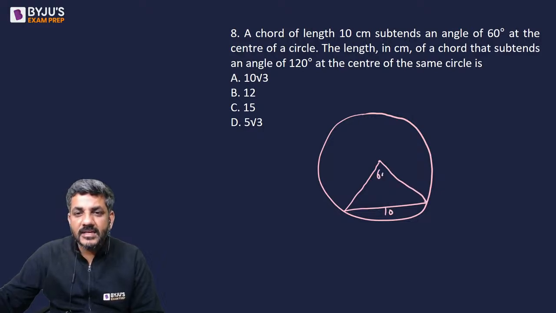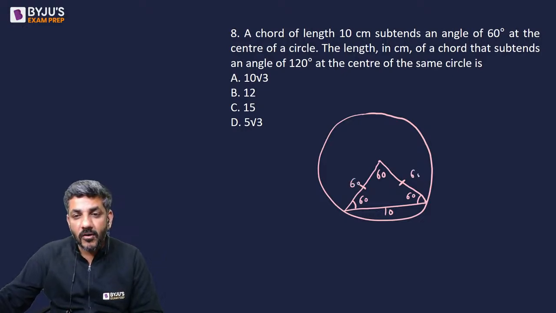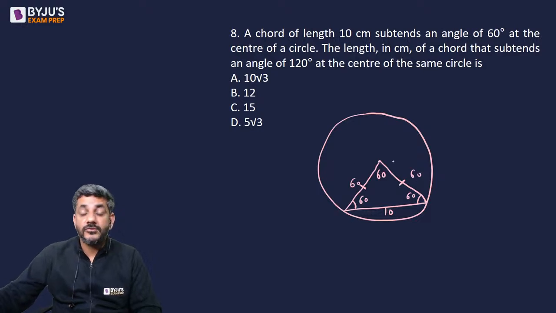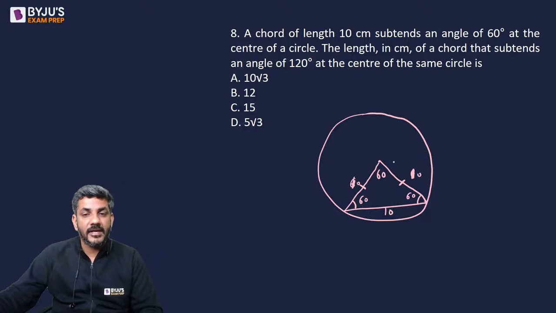If the angle at the center is 60 and both of these are radii, तो इसका मतलब ये दोनों angles equal हैं. If both of them are equal, that means they are also 60. It becomes an equilateral triangle. तो ये साइड भी 10 हो गई और ये साइड भी 10. Each of them would become equal to the third side.